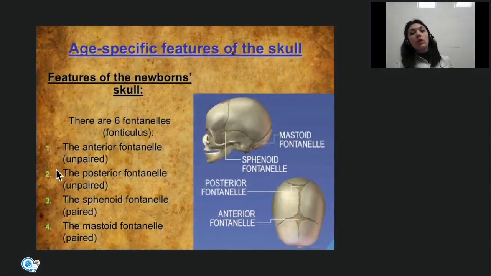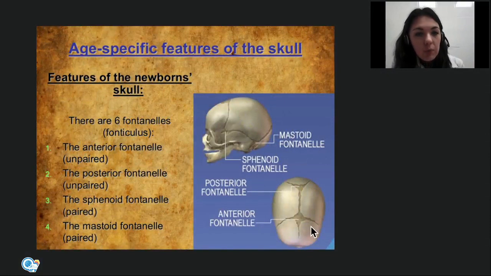Okay, so totally there are 6 fontanelles. The anterior fontanelle and the posterior fontanelle are unpaired. The anterior fontanelle is located between the 2 halves of the frontal bone and the 2 parietal bones. It can also be named the major fontanelle or rhomboid fontanelle. The posterior fontanelle is located between the occipital bone and the 2 parietal bones.